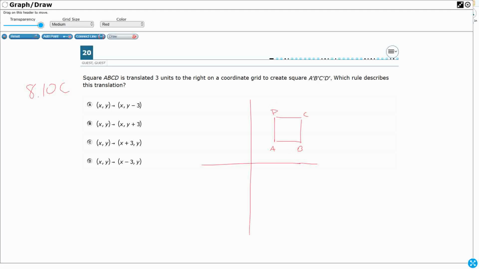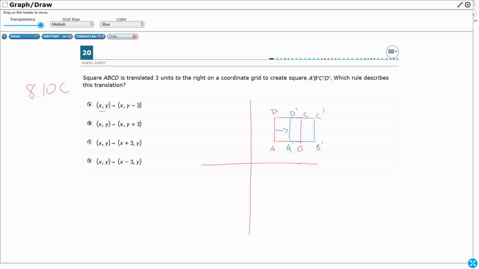All right, translated 3 units to the right on a coordinate grid. So let's say that it's not very far, so we're going to go like this. It's going to end up overlapping a little bit because it didn't go over enough to kind of clear that other edge. And that's going to get A prime, B prime, C prime, and D prime. So which rule describes the transformation?